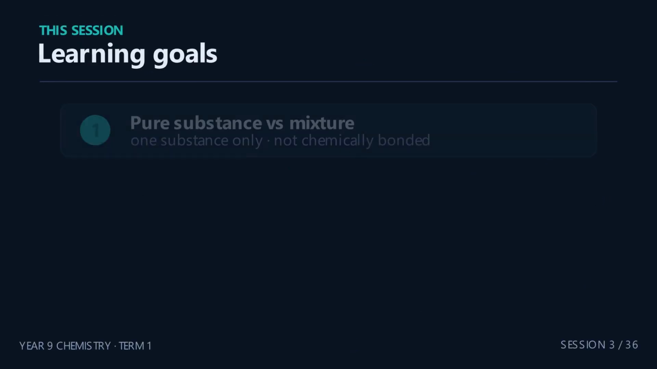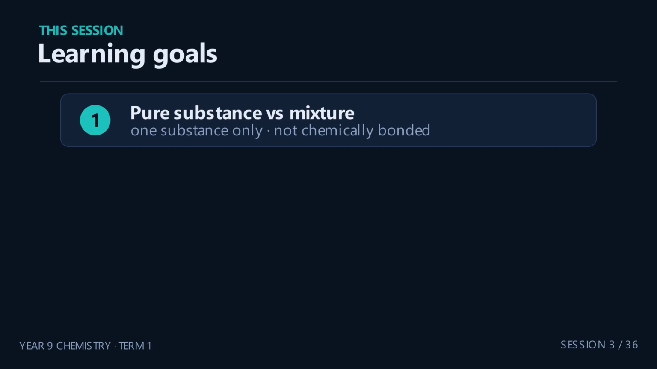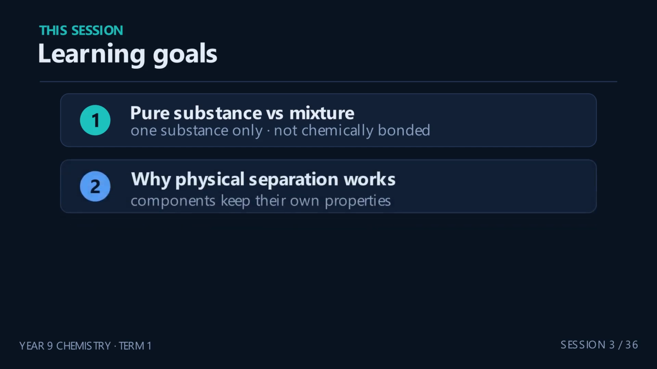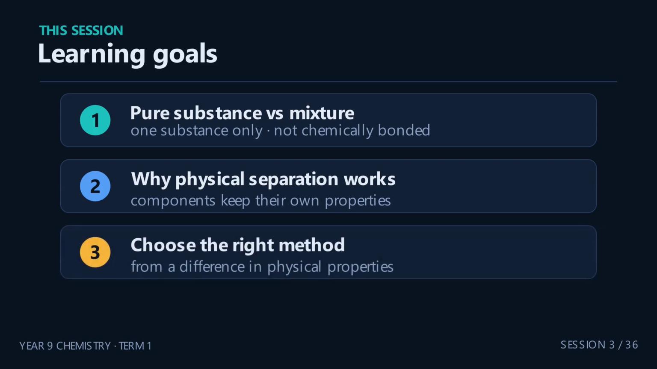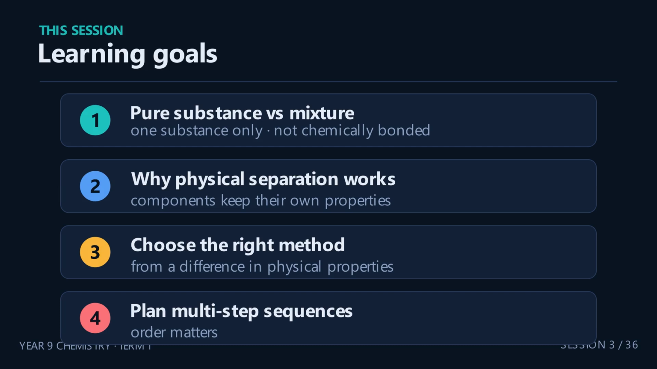First, distinguish pure substances from mixtures. Second, explain why mixtures can be separated physically. Third, choose a separation method from the relevant physical properties. And fourth, plan a logical sequence when a mixture has several components.